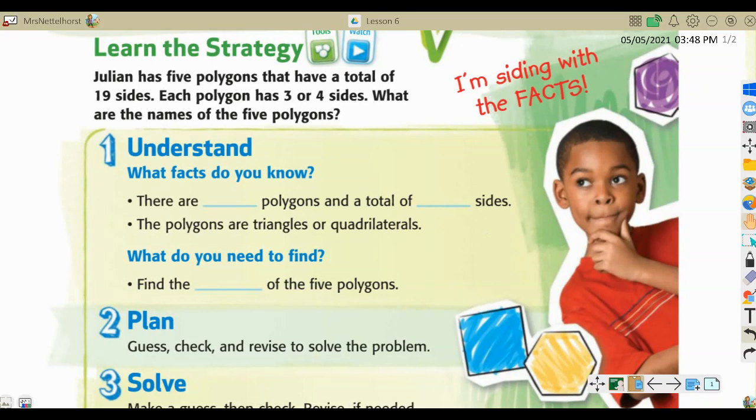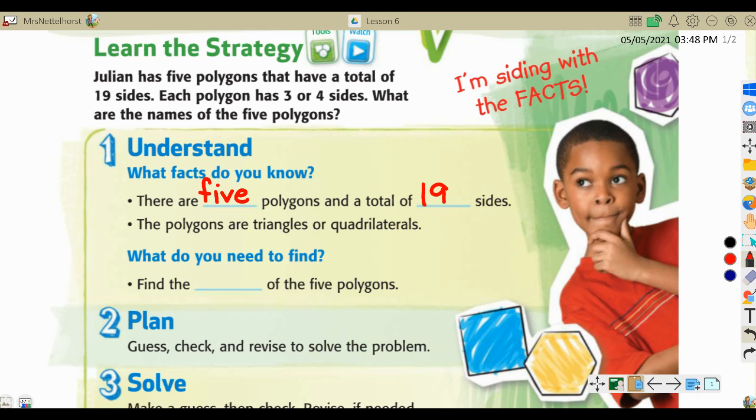Okay, so Julian has 5 polygons that have a total of 19 sides. Each polygon has 3 or 4 sides. What are the names of the 5 polygons? So what facts do we know? We know that there are 5 polygons, and a total of 19 sides. The polygons are triangles or quadrilaterals.